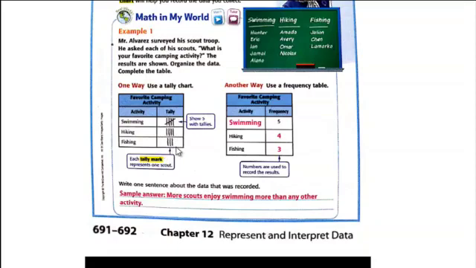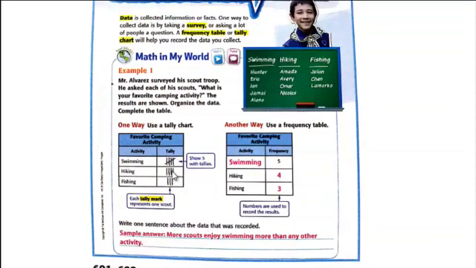1, 2, 3. Okay. This line is called a tally mark. One tally mark, one line, represents one scout. Here, in the frequency table, activity: swimming, hiking, fishing. Okay, and here, frequency.